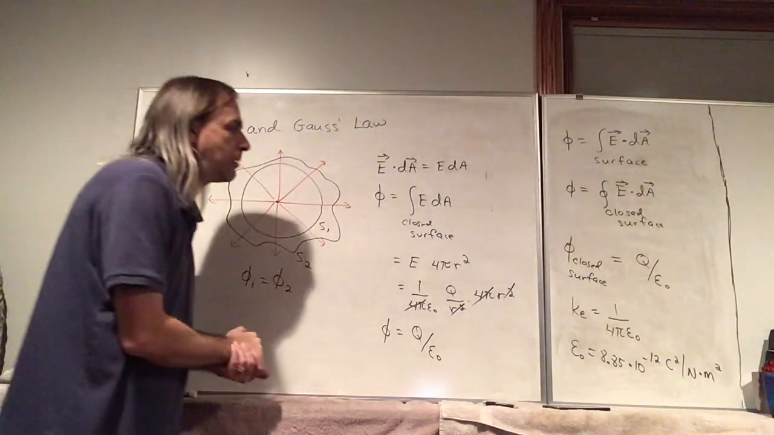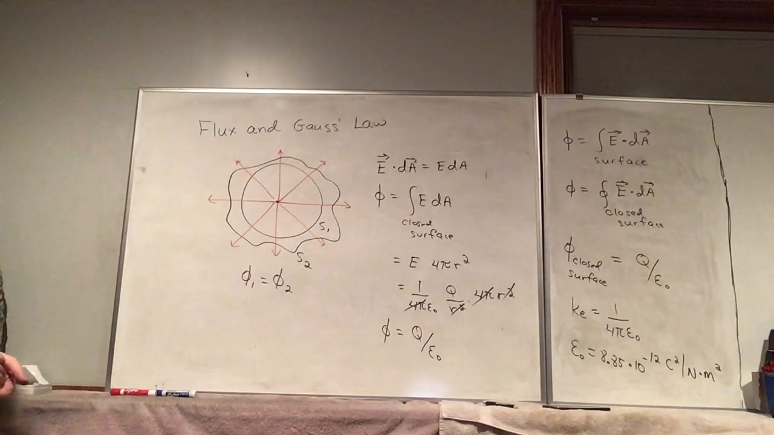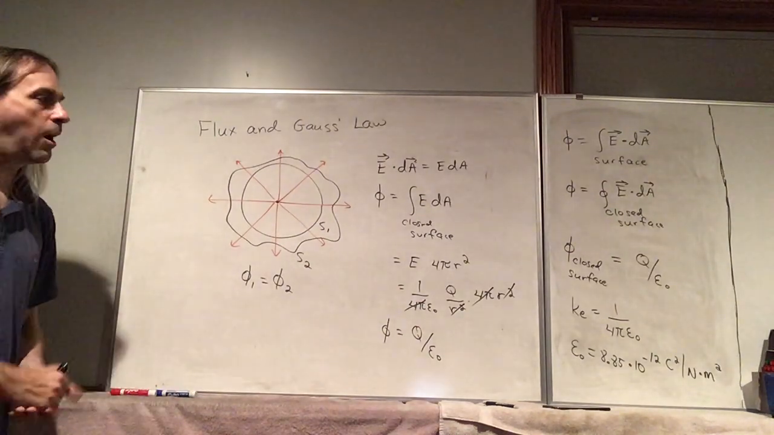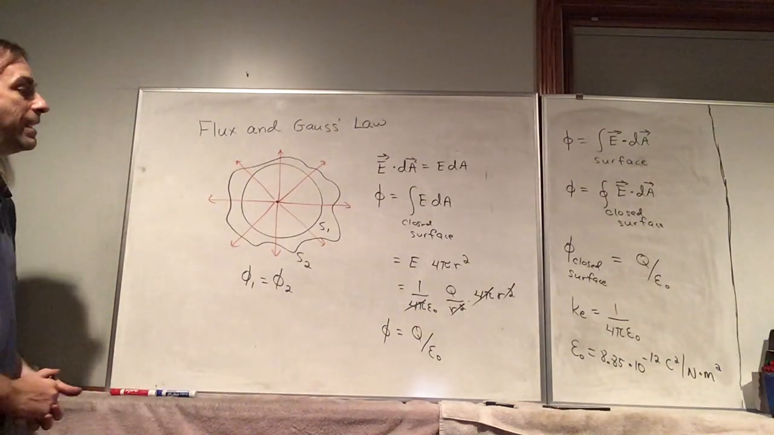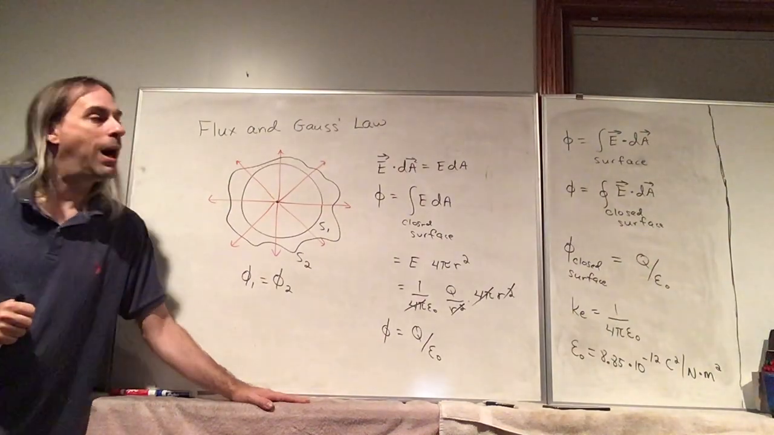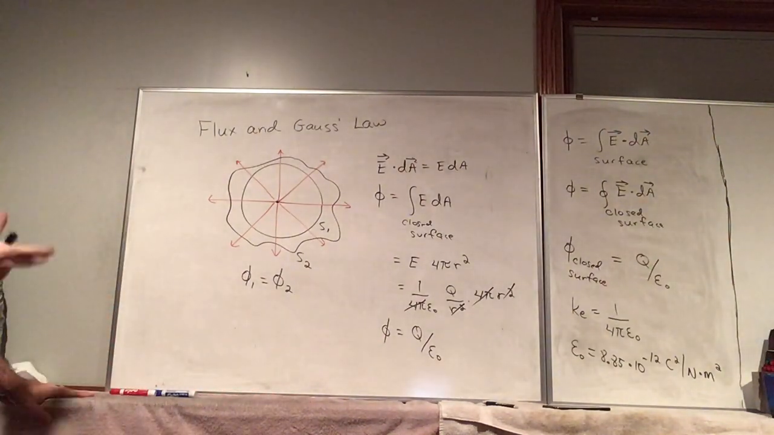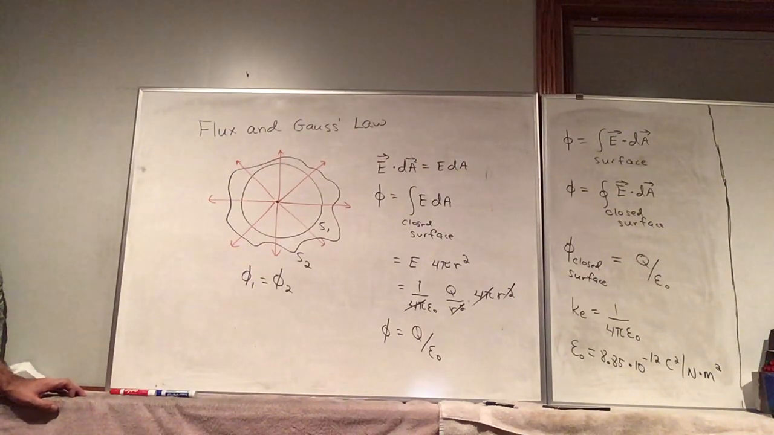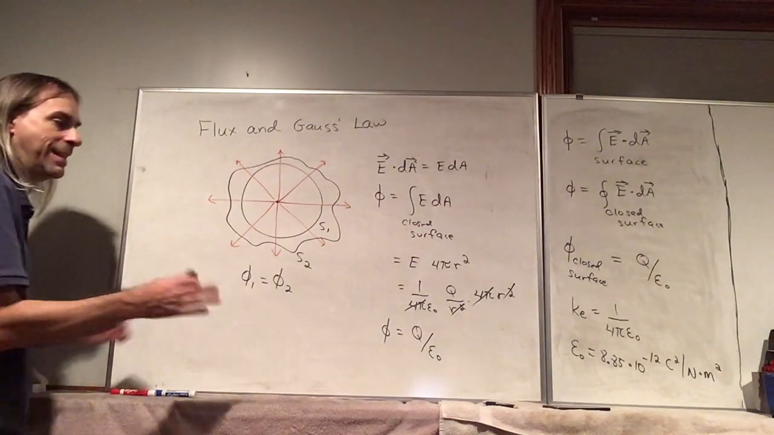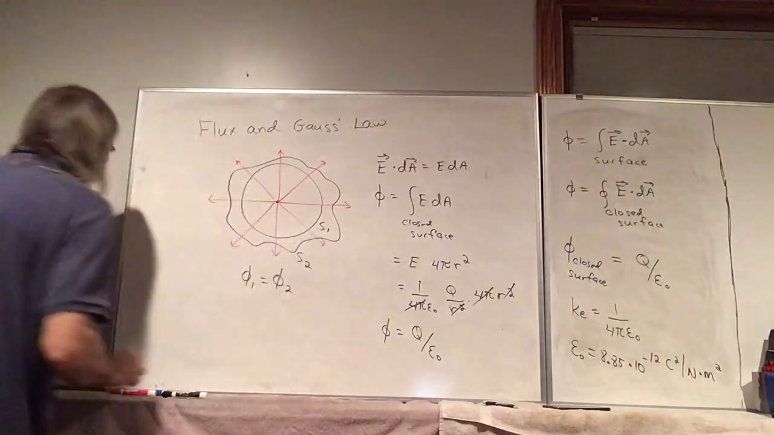And I don't like that argument. I don't want to call it a proof because it isn't. And the reason why is, yeah, we're dealing with just electric fields here. And an electric field is a special type of a vector field. But this idea of flux is much more general than that.